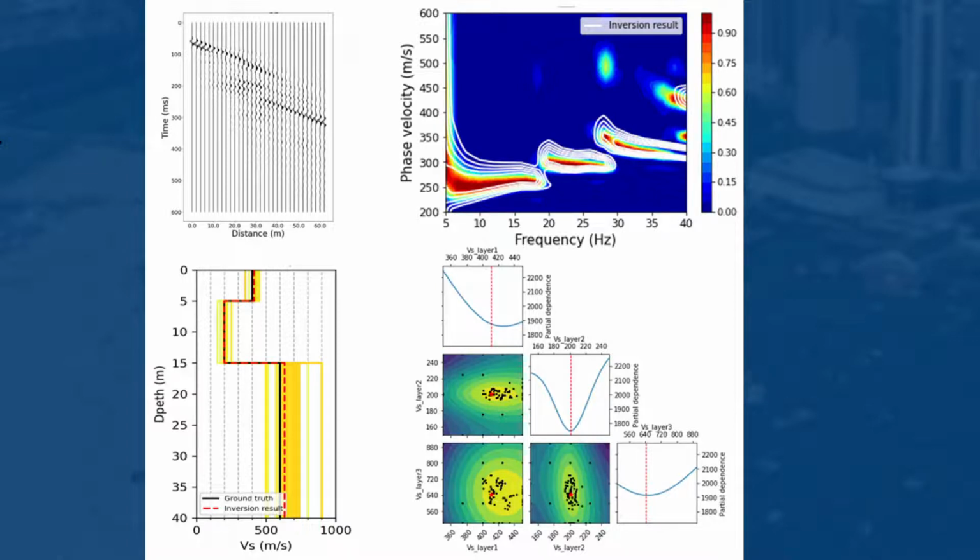Refer to the inverted shear wave velocity profile shown in the lower left. It is very close to the known profile at the first two layers and only has a very small divergence at the third layer. We then plot the surrogate model. The diagonal shows the effect of a single parameter on the objective function, and the off-diagonal plots demonstrate the impact of two varying parameters. This figure indicates the sensitivity of each parameter to the objective function.